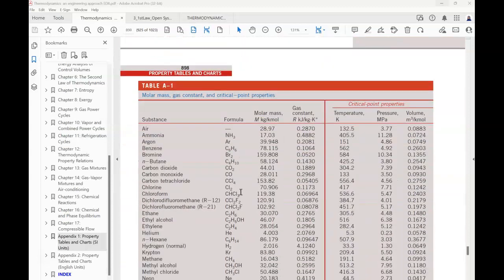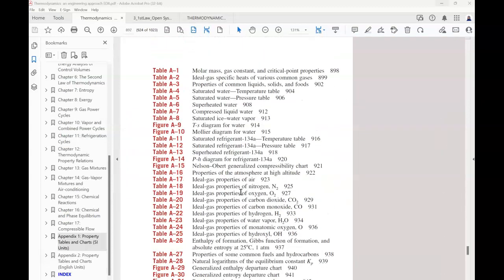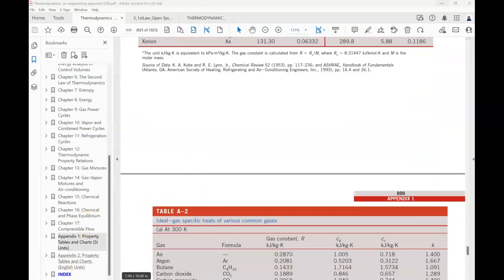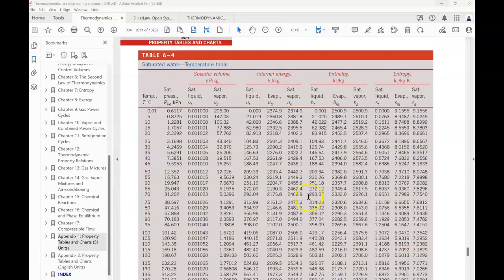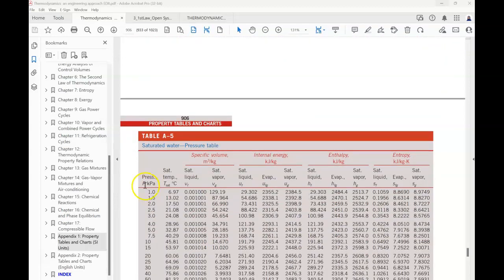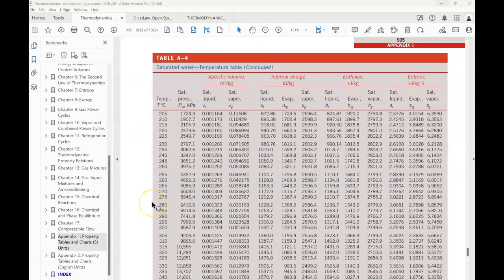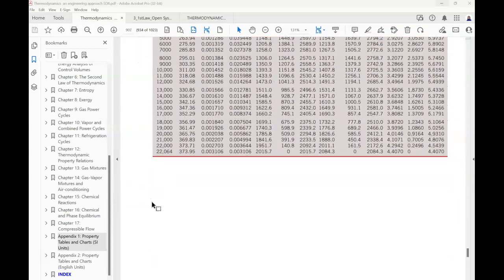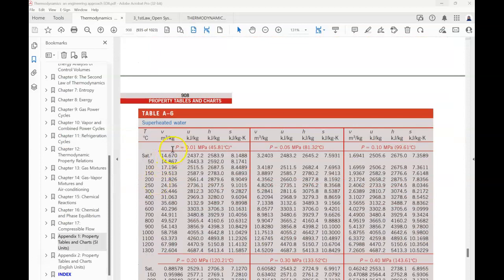Because this is a water table, we are going to refer to table A4, A5 or A6. Let me scroll through table A4, and then we have table A5. The difference between A4 and A5 is in the first column, where A5 has a pressure column, while A4 has the temperature column. Moving next is your table A6, where you have pressure reading rows and also temperature reading columns.